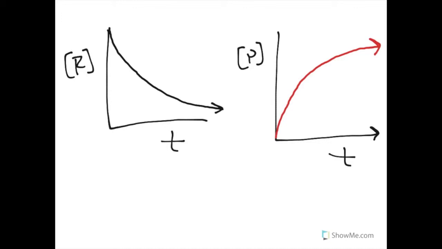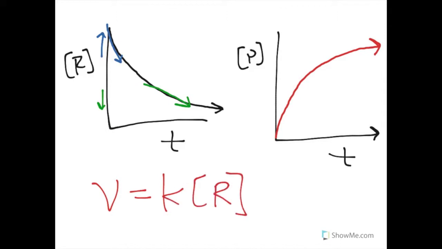So we said that the rate of this reaction depends linearly on the amount of R that you have. And notice here that when R is larger, we have a steeper slope than when R is smaller, where we have a shallower slope. And the slope here is the derivative of this line, which we've already said is the rate. Okay? So the rate is proportional to the amount of reactant we have, and the proportionality constant is k, which is known as the rate constant.